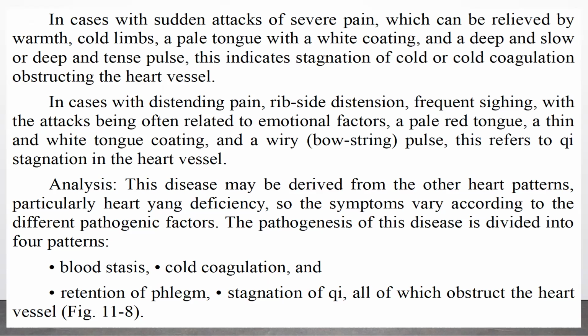Analysis: this disease may be derived from other heart patterns, particularly heart-yang deficiency, so the symptoms vary according to the different pathogenic factors. The pathogenesis of this disease is divided into 4 patterns: blood stasis, cold coagulation, retention of phlegm, and stagnation of qi, all of which obstruct the heart vessels.